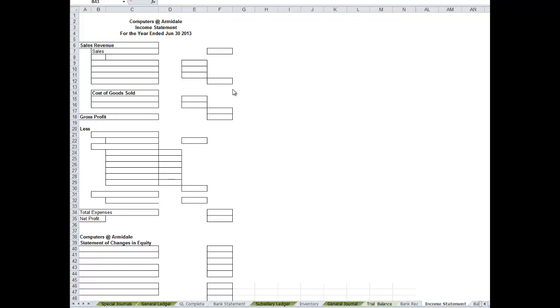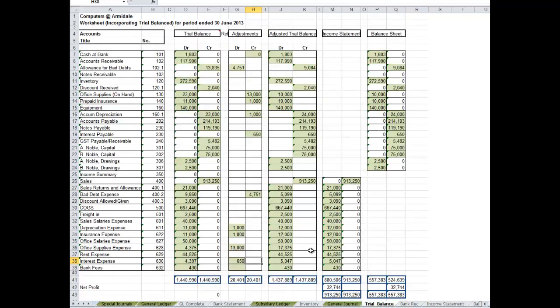Okay, let's do the income statement, and in one way you've already done that on the worksheet. If we go to the worksheet, we'll see there's your income statement. So we'll get to the end and we know what the answer is already, really. So income statement, we start off with sales.